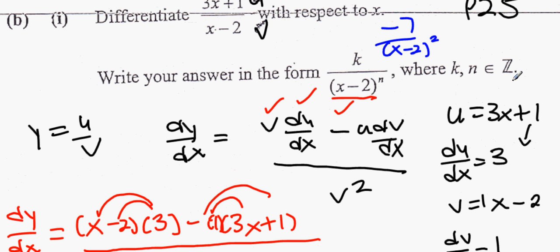Now what this said means is that it can be a positive or a negative whole number. Can't be a fraction, can't be a decimal, but it's allowed to be a minus number. K therefore is the top number, it's minus 7, and n is the power, n equals 2. And that's your answer.